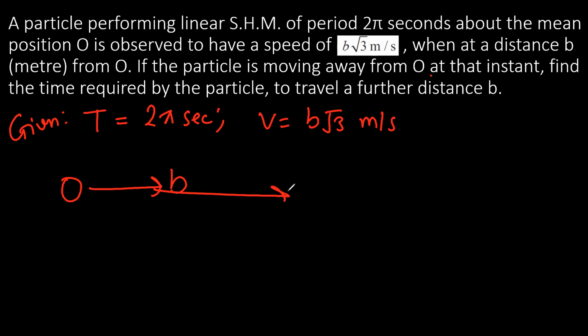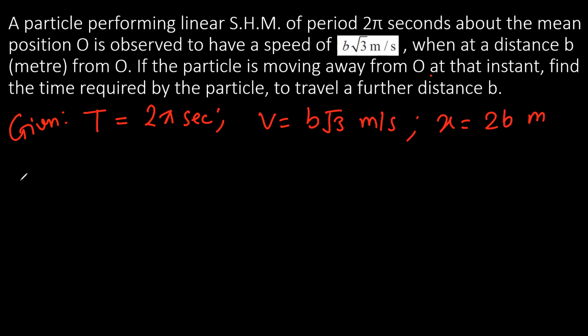So from here again it will go b. So total distance is how much? 2b. So how much distance to travel? 0 to b, again b. So it will be 2b. So the distance x is equal to 2b meter. We need to find the time required, that is small t. Okay. So let's go for the solution.